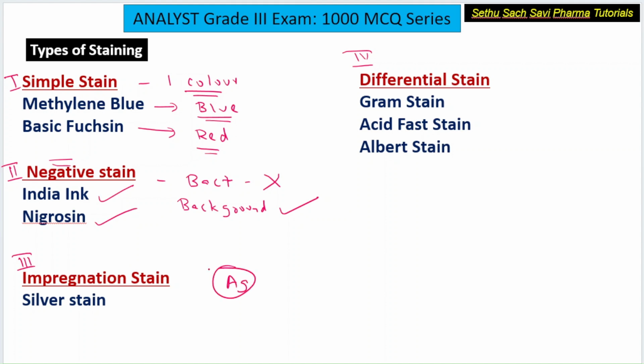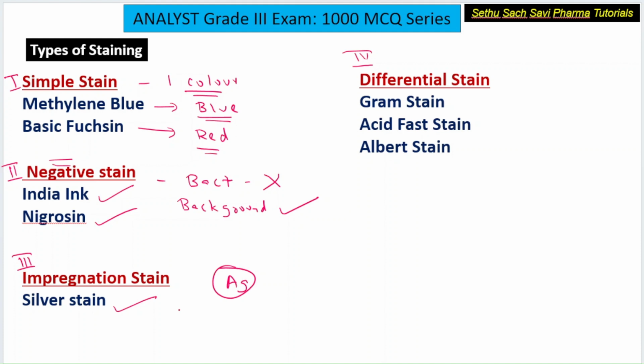Okay, so if the bacterial structures are very thin, you cannot see them under the normal light microscope. You need to make them thick by impregnating them with silver compounds. So they are called impregnation stains. The most common example of a silver impregnation stain is silver staining.